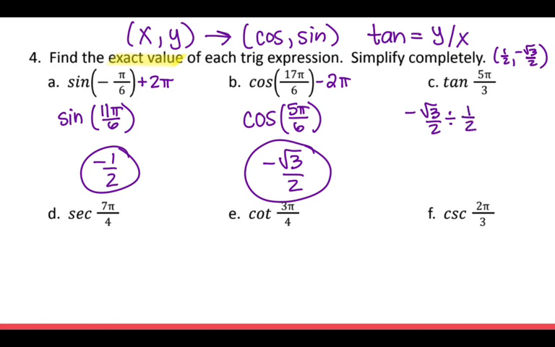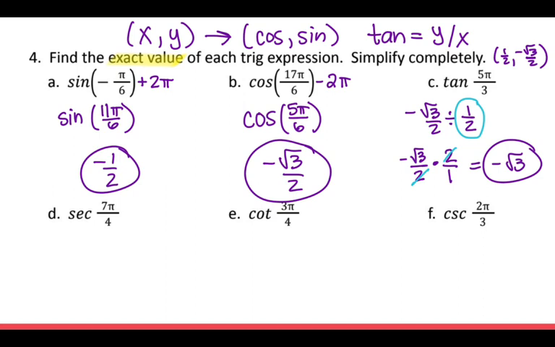Now when you're dividing fractions, what we really want to do is change it to a multiplication problem. And when I change it to a multiplication problem, I'm going to multiply by the reciprocal, meaning I'm going to take my second fraction and flip that over. So that becomes 2 over 1. My 2's are going to cancel because I have the same thing on top, same thing on the bottom. So that leaves me with negative square root of 3 as my final answer.